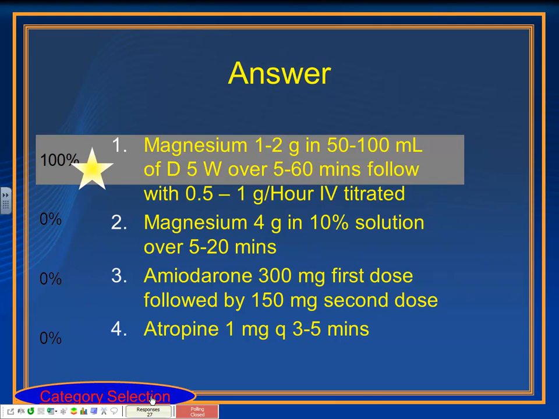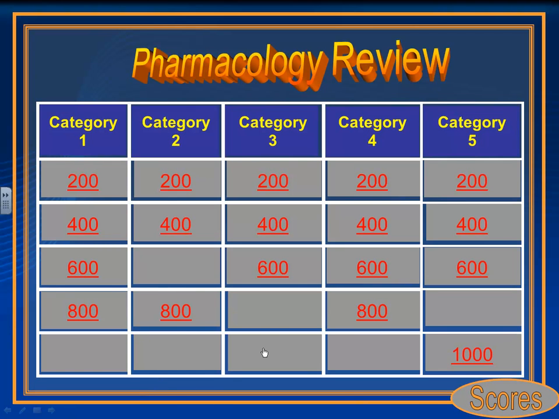All right, good job, everybody. Magnesium 1 to 2 grams in 50 to 100 milliliters of D5W over 5 to 60 minutes. Can't talk today. Group number 1, what do you want?